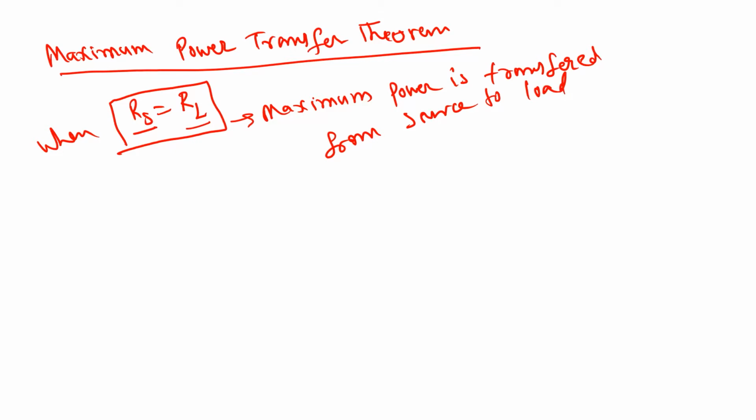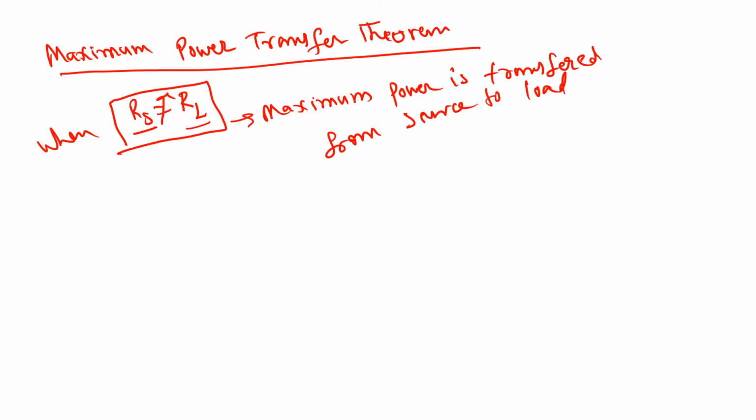Right. So maximum power is transferred when load resistance is equal to source resistance. If source resistance is not equal to load resistance, what happens? Maximum power will not be transferred to the load. So we are always interested in transferring maximum power from source to the load.